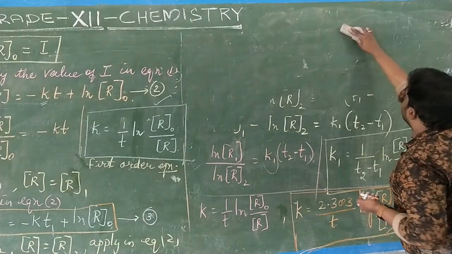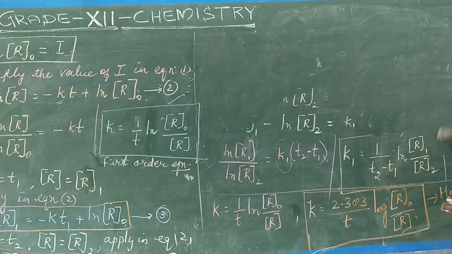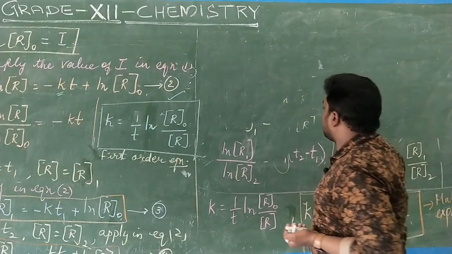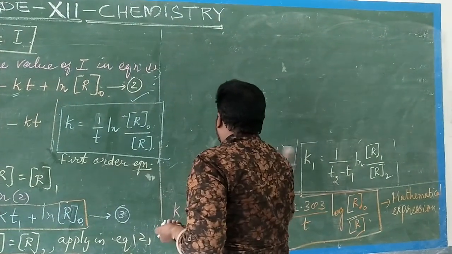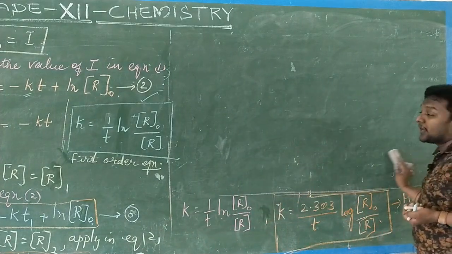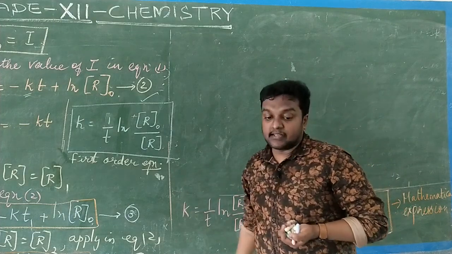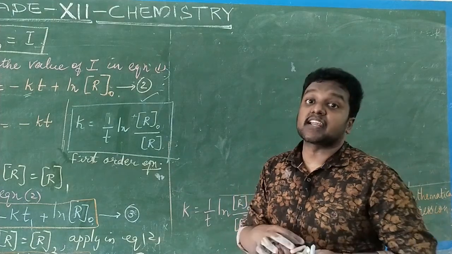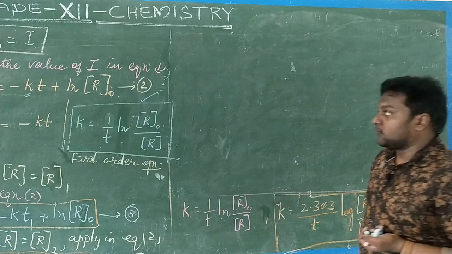Okay, so now we will see the definition. First, do you know the definition of half-life period of a reaction? What is meant by half-life period? The time taken to reduce the concentration of the reactant to one half of its initial concentration is called the half-life period. What is meant by half-life period?